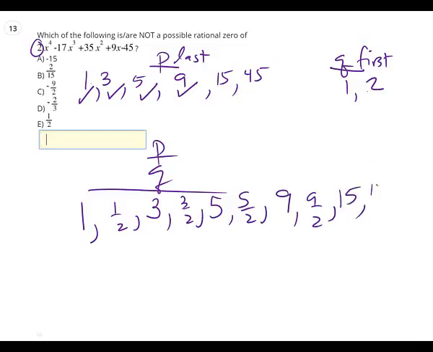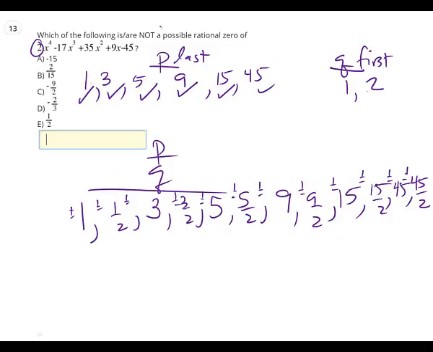15 divided by 2. Good. Taking care of that. And then 45 divided by 1, and 45 divided by 2. 45 over 2. And we know that they're all plus or minus. Okay, so now let's go back and read the question again. Do you really need to, on a final, write down all those plus or minus signs? Absolutely not. Okay? You just know they're plus or minus.